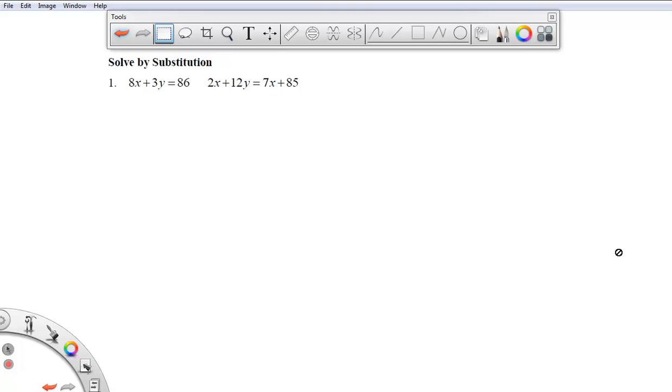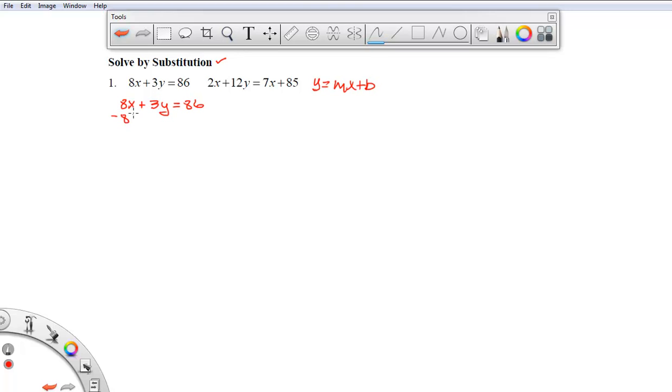Alright, here we have number 1, and the directions say that we're supposed to solve this by using substitution. So we need to write both our equations in slope-intercept form, which is y equals mx plus b. So let's make sure that we do that first. So let's go ahead, and if you want to just follow along, that's great.